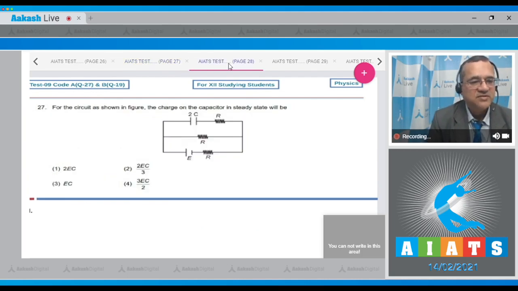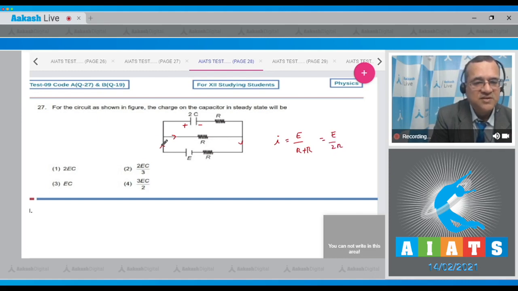Question number 27. For the circuit as shown in the figure, find the charge on the capacitor in steady state. So when the steady state comes, this capacitor is fully charged, and the current is still continuing in this direction. So what is the current flowing through this branch? So current is equal to the EMF, which is E, divided by R plus R. So that is E by 2R.